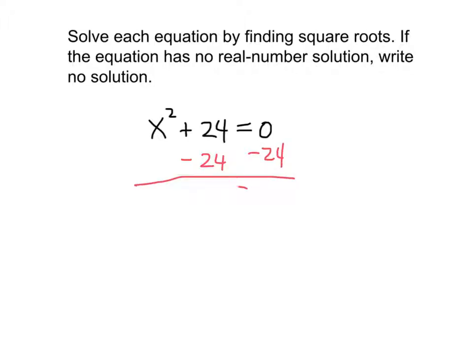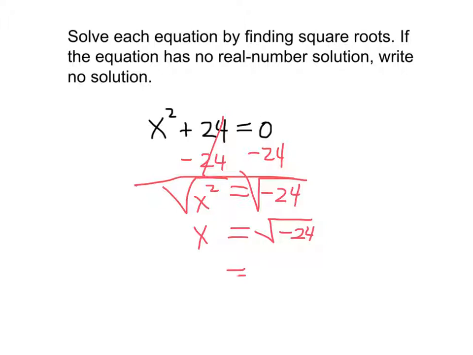In this problem, we're going to get the x squared alone, so we subtract 24, draw your line, bring down the equals, and we'll get x squared equals negative 24. Now when we go to square root both sides, we'll have x equals the square root of negative 24. When we go to the calculator and try to do the square root of negative 24, it'll say that you cannot do that, because we can never take the square root of a negative. Therefore, this problem has no solution.